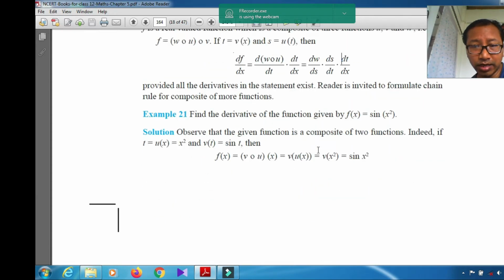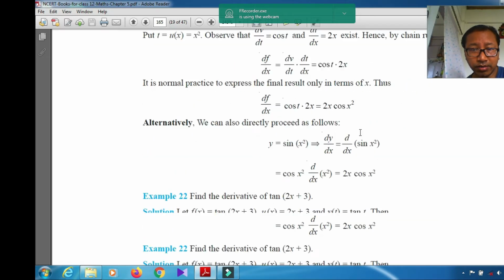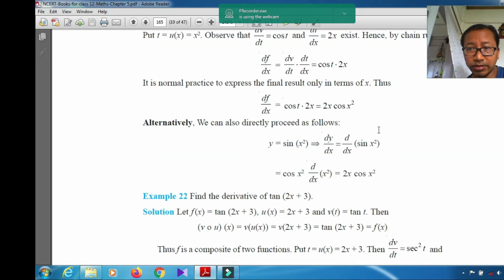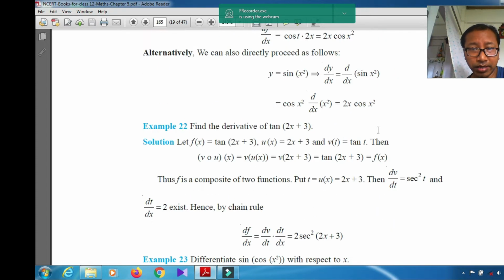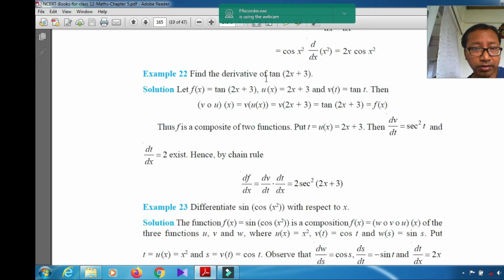For that we can have an example like this: find the derivative of the function f(x) equal to sin x square. You can notice here it is a composition of two functions. One is sin x and the other is x square. Then we can differentiate both the functions, the sin x and the x square part. The differentiation I will show you in my example. Another example here: find the derivative of tan (2x plus 3). It looks like tan x, and the 2x plus 3 part is different. That means it is a composition of two functions. One is tan x and the other is 2x plus 3.